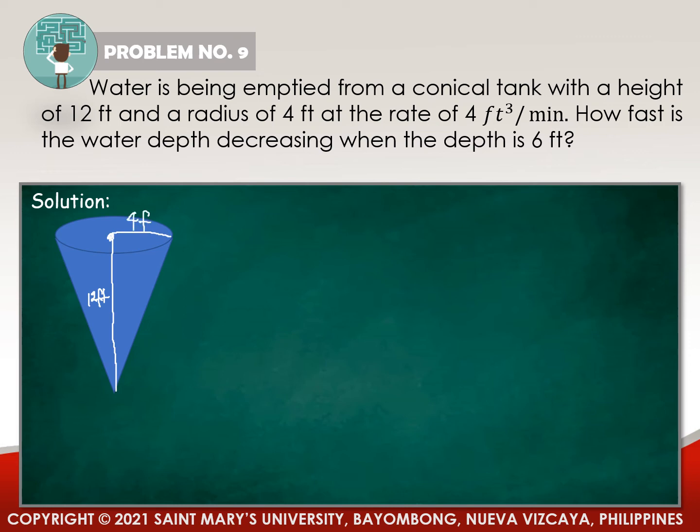Okay. So, sabi sa problem, it is emptied at a rate of 4 feet cubed per minute. Meaning to say that is the derivative of the volume with respect to time. But since from the word empty, so nagbabawas. So meaning the rate of the volume is decreasing. So we have negative 4 feet cube per minute. Then how fast is the water depth decreasing?